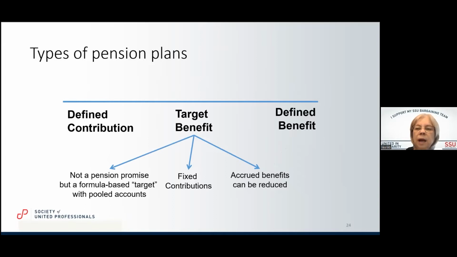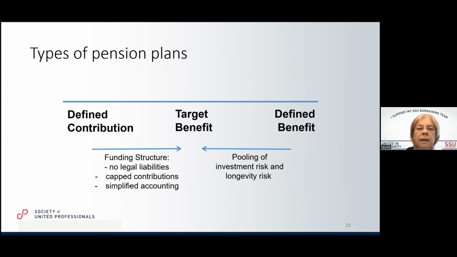But notice that contributions to target benefit plans, which are in the middle of the spectrum here, are also fixed. Funding shortfalls are addressed by reducing benefits, so there are no additional obligations that fall on the employer. Here we see that target benefit plans have most of the advantages of defined contribution and defined benefit, but without the huge disadvantage to employers of the cost, quantum, and volatility, and of bearing all the risk.